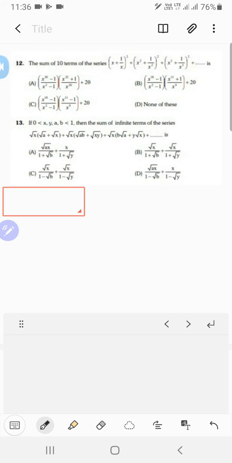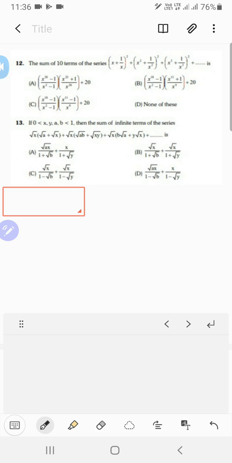The first question is the sum of 10 terms of the series (x + 1/x)^2 + (x^2 + 1/x^2)^2 + (x^3 + 1/x^3)^2, all the way till (x^10 + 1/x^10)^2. What is that sum going to be in terms of x?